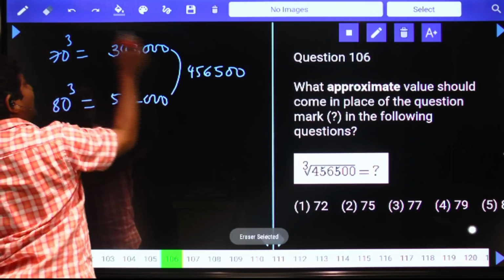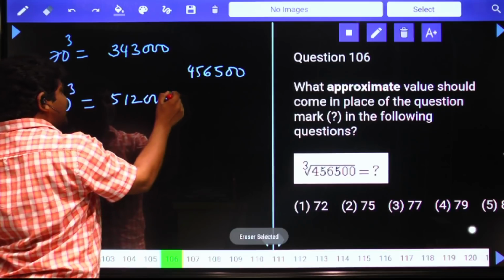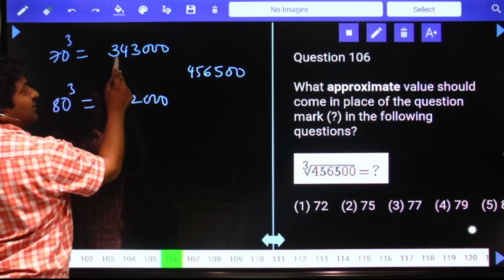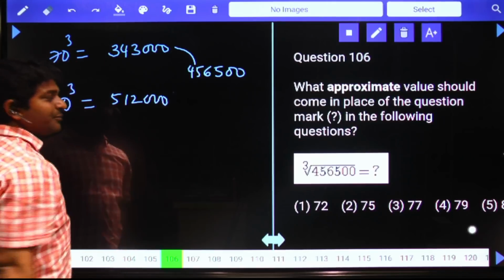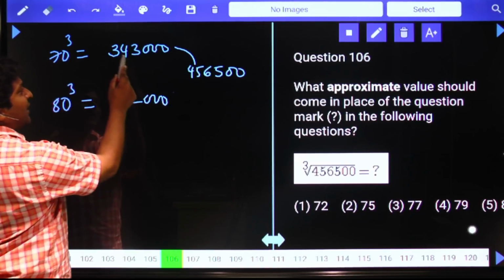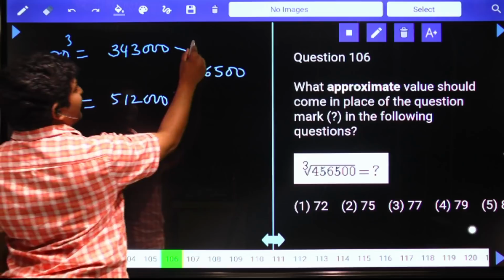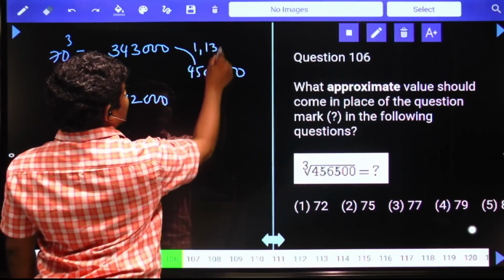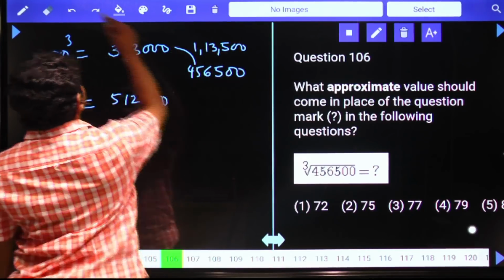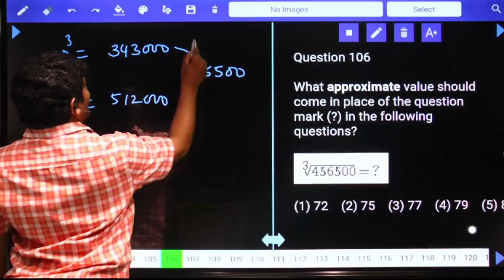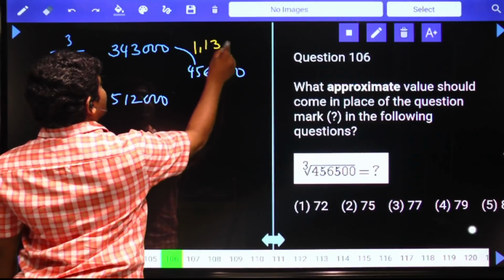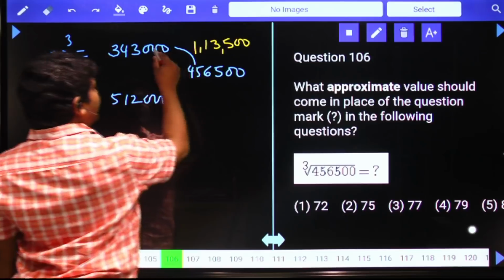Now here, observe the difference between 3,43,000 and 4,56,500. That is 1,13,500. That is the difference between these two.